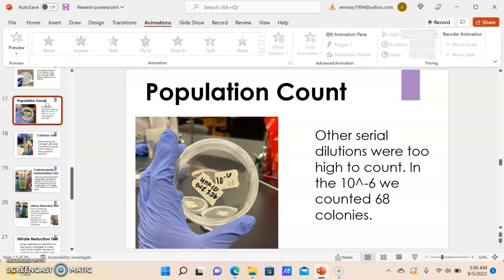So our population count. The other serial dilutions were too high to count. In the 10 to the 6, we counted 68 colonies. In the first 2, we definitely had way more than 300, and then in the last one, we had fewer than 30. So we went with this one.